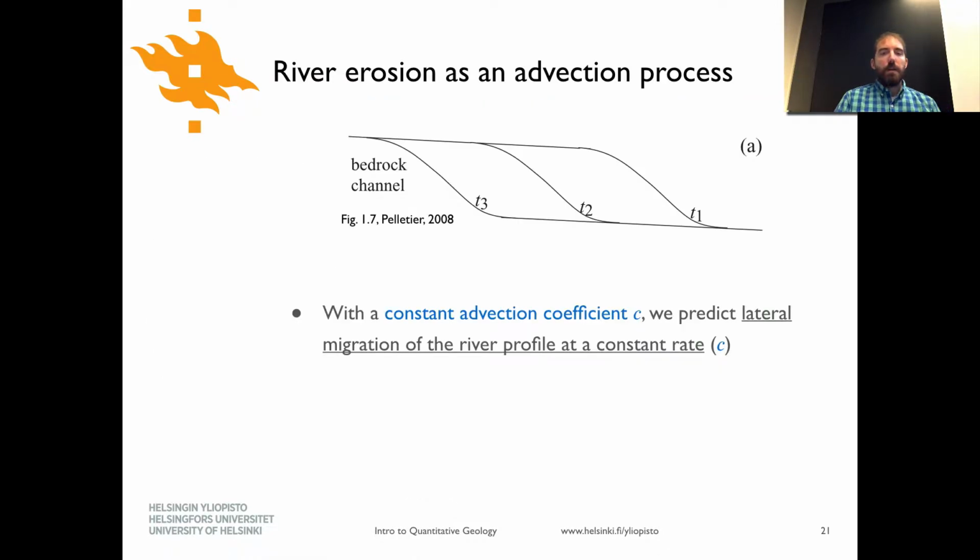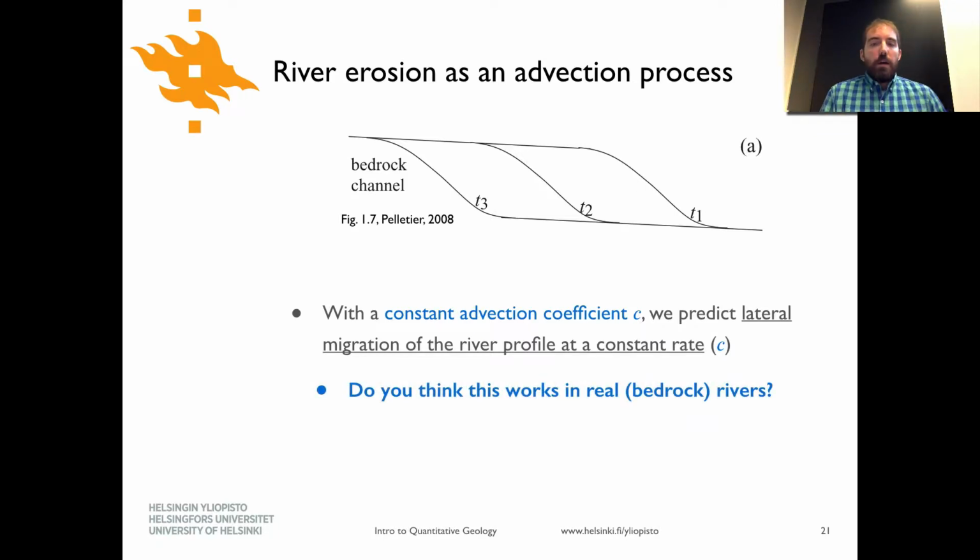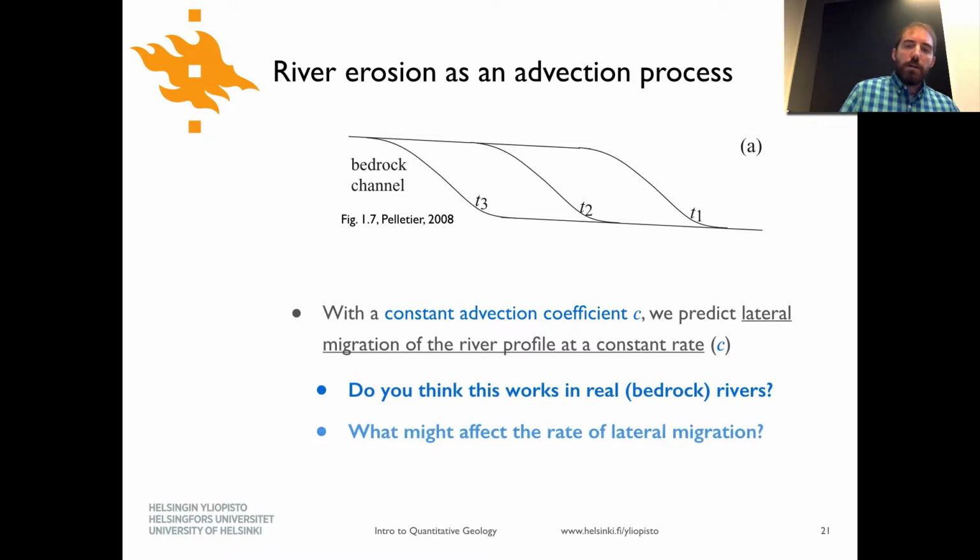So we saw this picture before of the horizontal movement of some bedrock river channel through time at a constant rate c, in this case, because that's what we were starting with. And my question for you is, do you think that this works in real bedrock rivers? Well, I guess I've kind of already alluded to the fact that it doesn't work in real bedrock rivers.